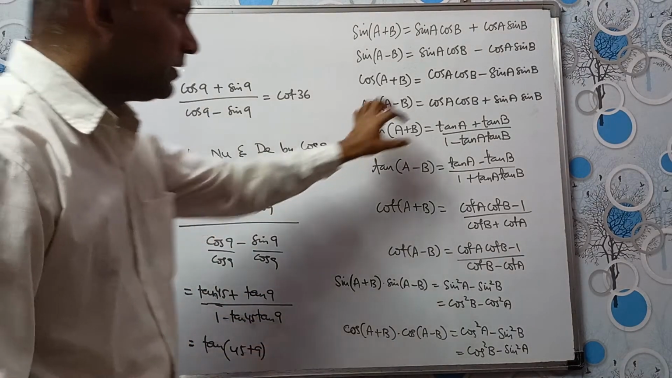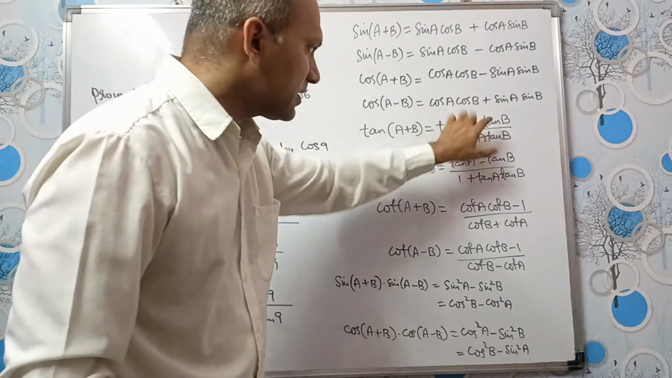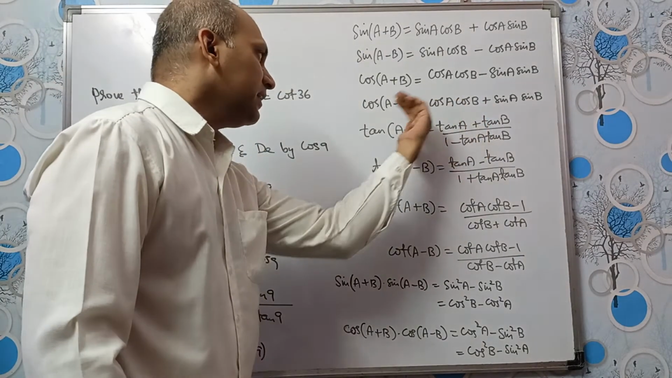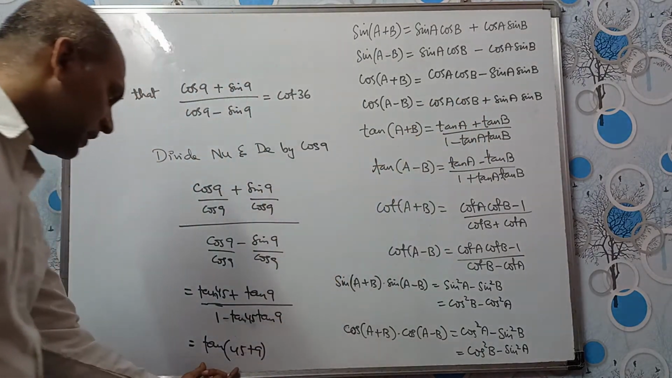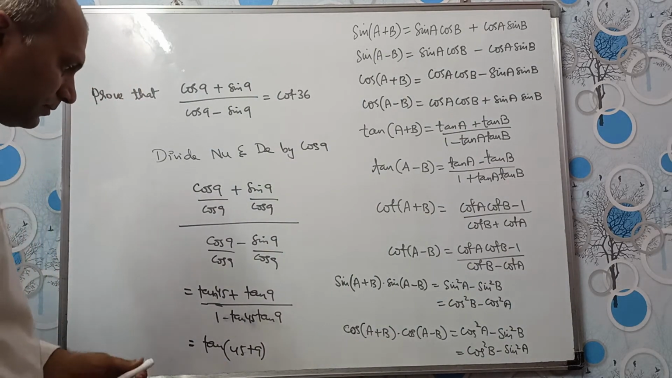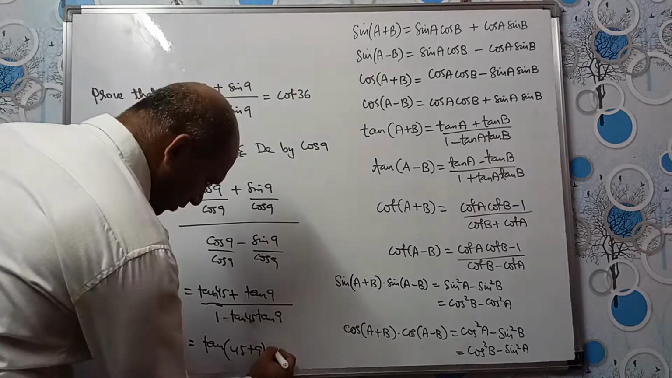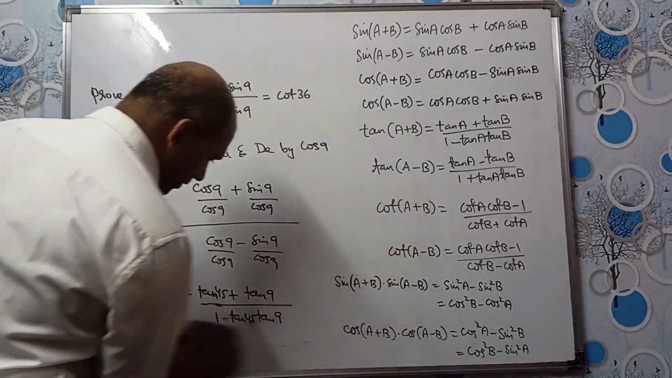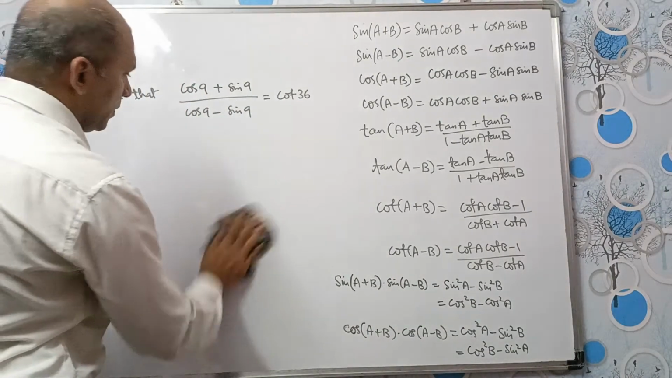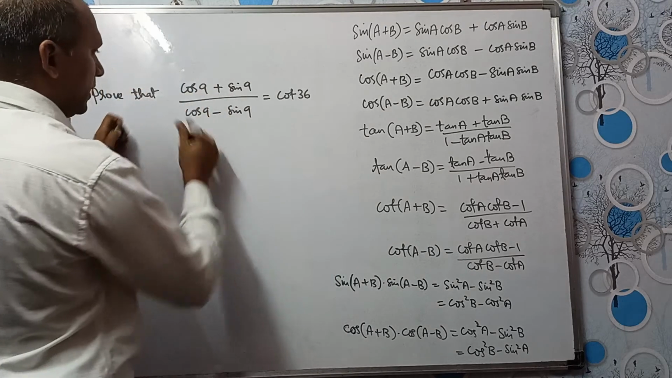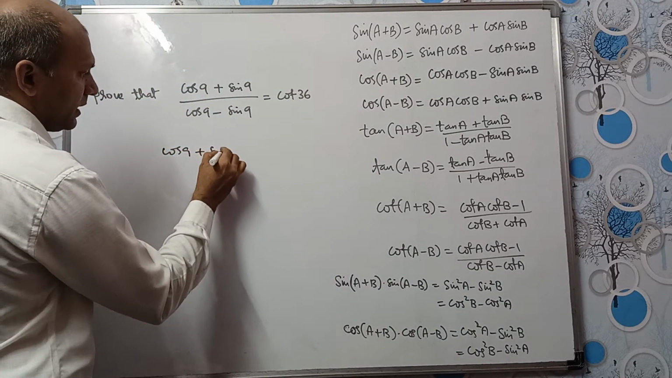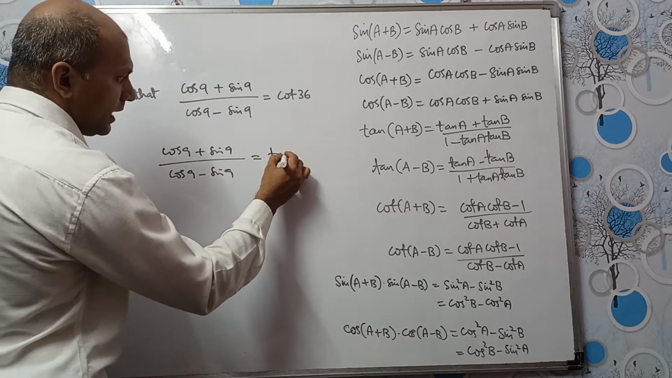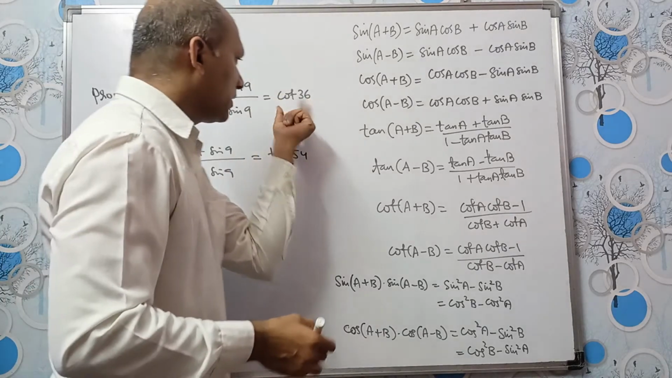See here, it is in this form, right? Tan a plus tan b over 1 minus tan a tan b. A is 45, b is 9. So we are writing it in reverse, as tan(a plus b). So tan(45 plus 9) is how much? 45 plus 9 is 54. This is tan 54 degrees. Okay, we got tan 54. This whole thing, (cos 9 plus sin 9) divided by (cos 9 minus sin 9), we got tan 54. But we need cot 36.